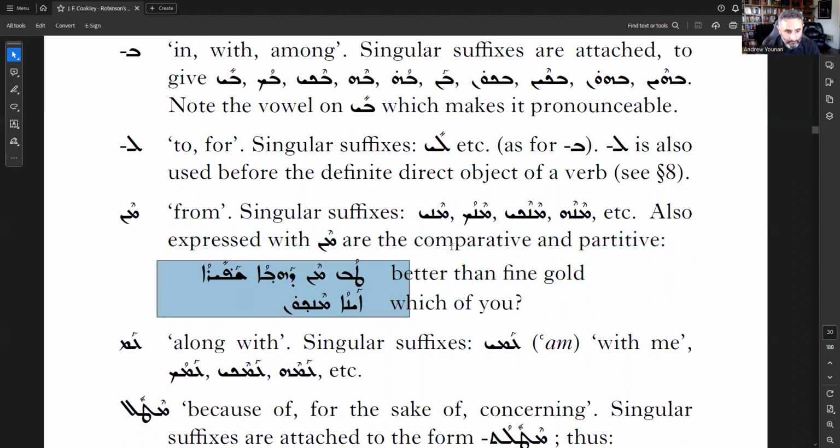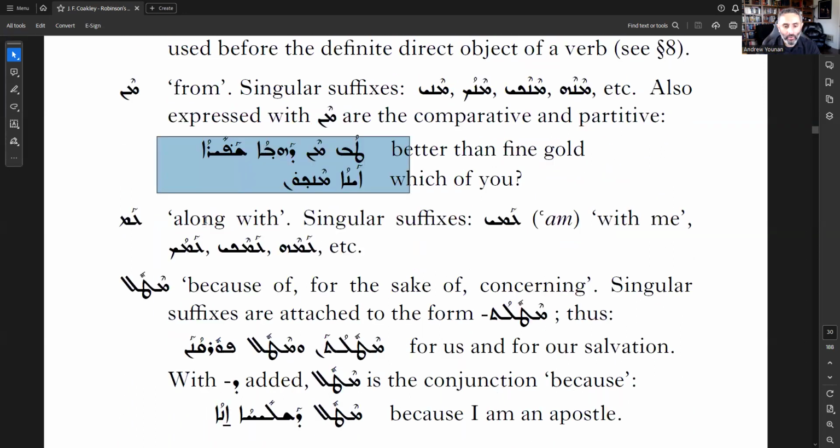Both of these along with use singular. So ami, amach, amech, aman, and so on, with me. Amach, with you, as in 'and with your spirit'.